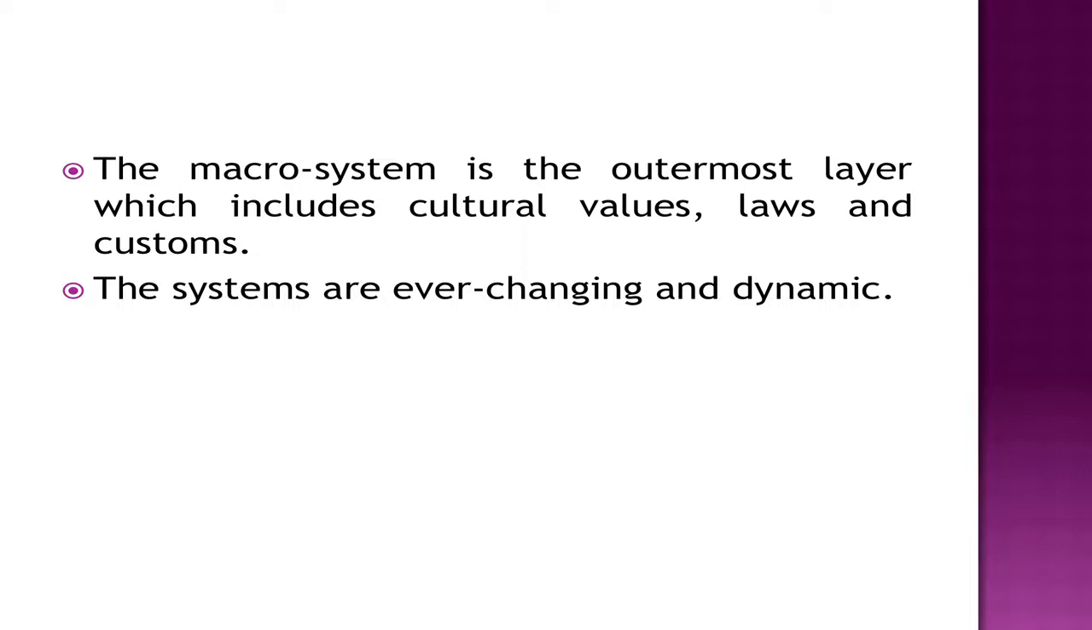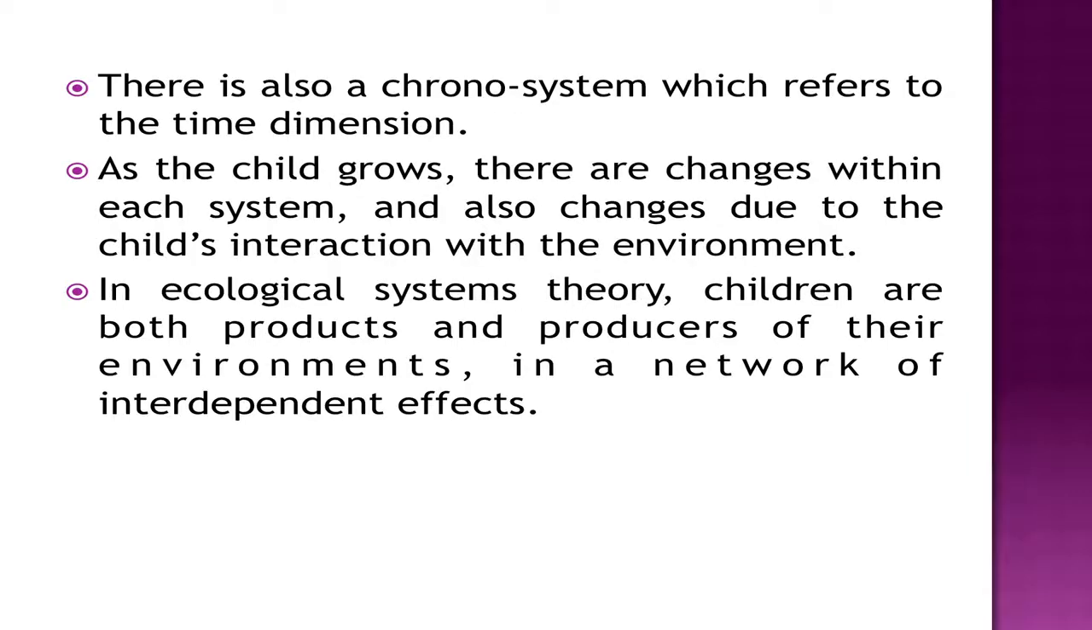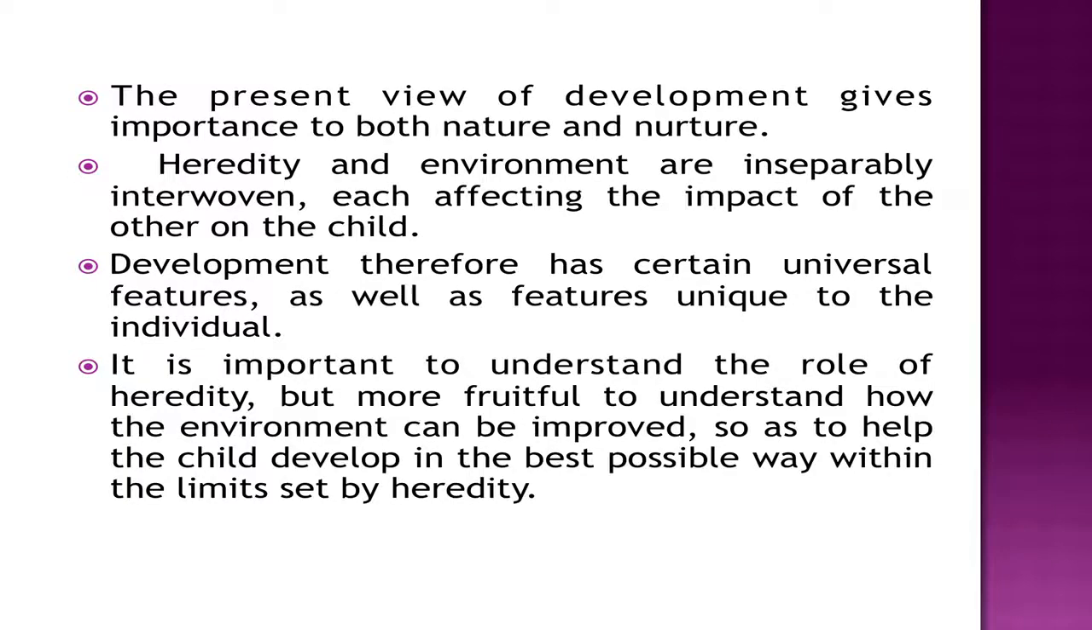The systems are ever changing and dynamic. There is also a chronosystem which refers to the time dimension. As the child grows, there are changes within each system and also changes due to the child's interaction with the environment. On the whole, in ecological system theory, children are both products and producers of their environment in a network of interdependent effects. The present view of development gives importance to both nature and nurture.